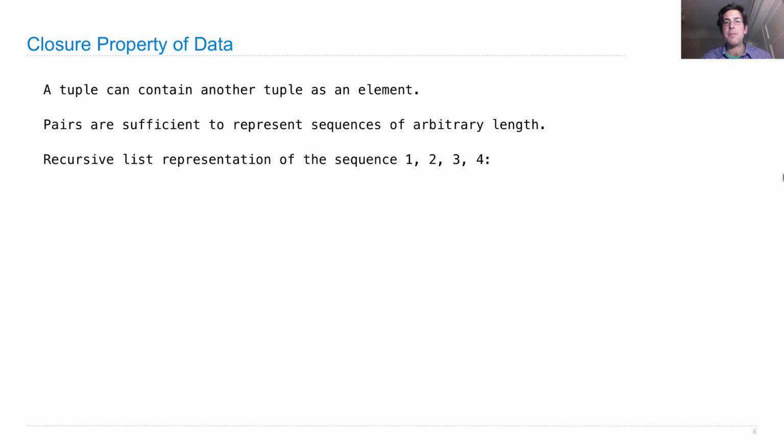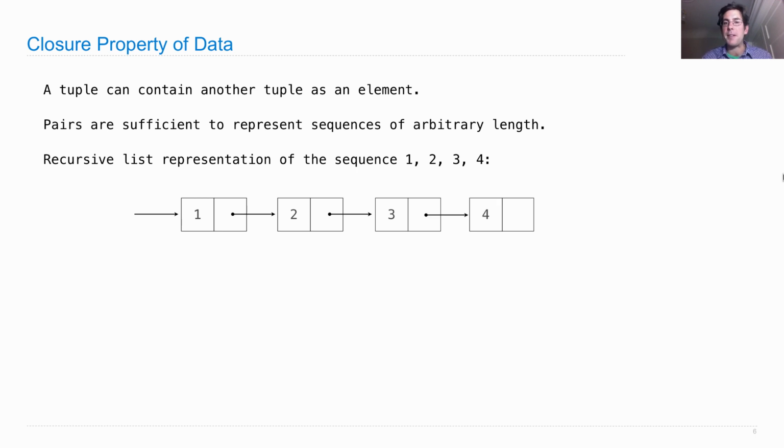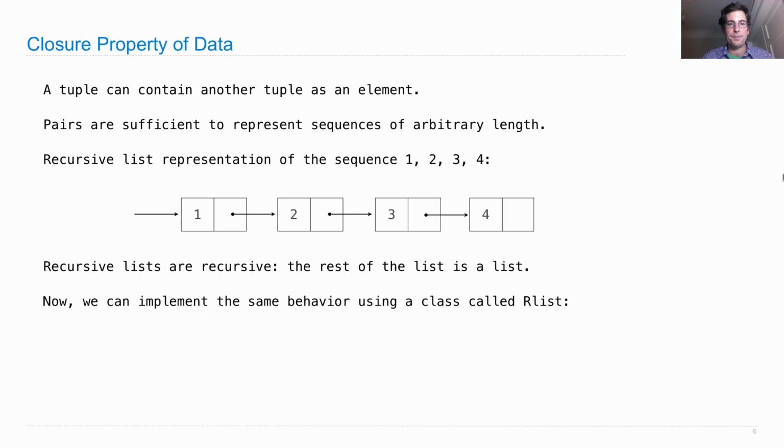So a recursive list representation of a sequence 1, 2, 3, 4 was just to have a two-element tuple where 1 was the first element and the second element was the rest of the list, 2, 3, 4, which is represented as 2, and then the rest of that list, 3, 4, which is represented as 3, and then the rest of that list, 4. And then at the end, we had some empty list representation, such as None. So recursive lists are recursive. The rest of the list is a list.